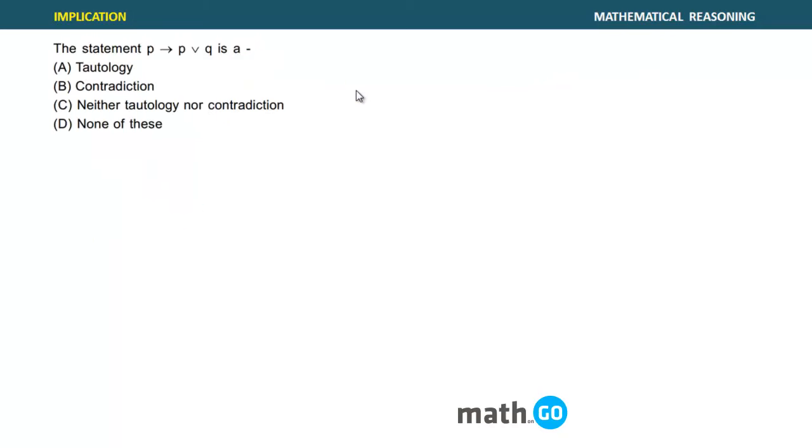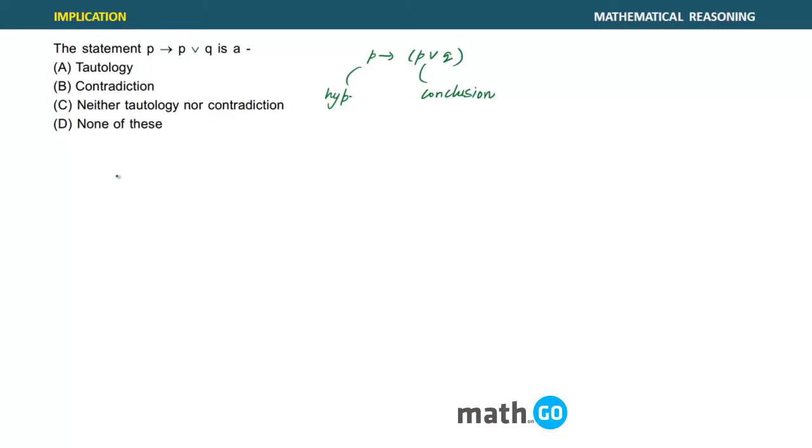Let's move ahead and do the implication problem first of all. So it says that this is the statement now: P implication P or Q, right? So this is your hypothesis and this is your conclusion, right?